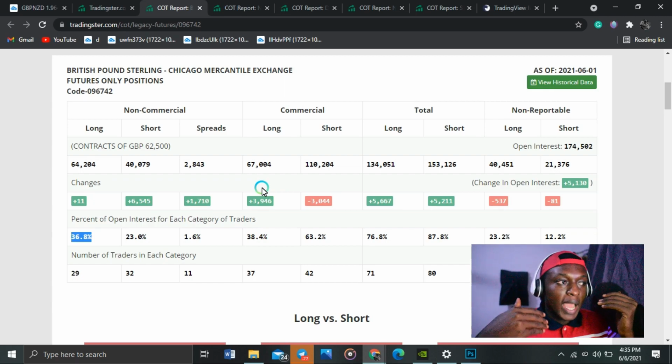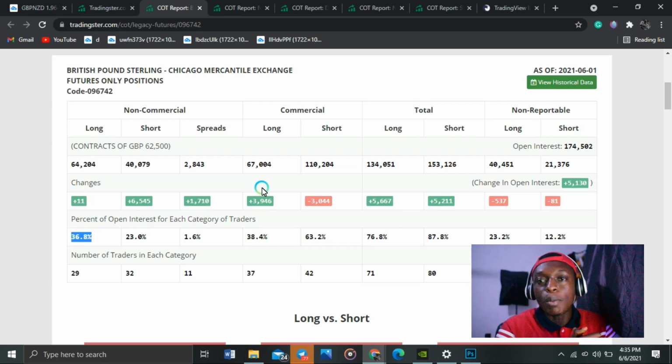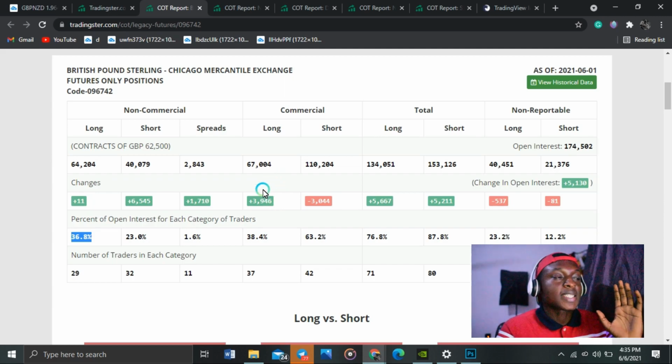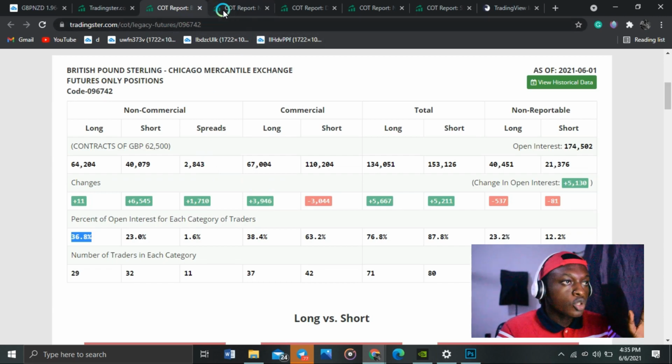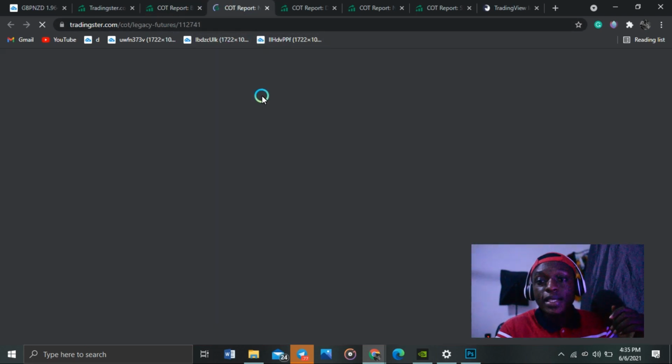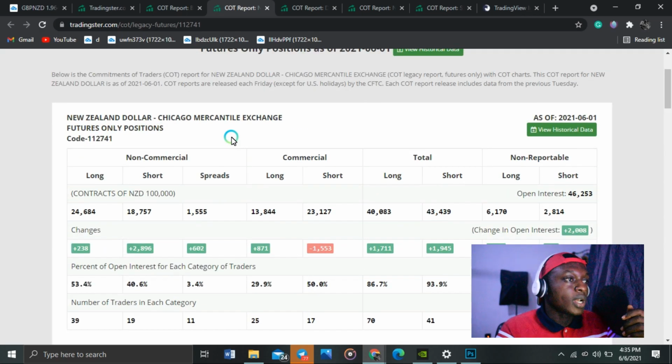They might decide to add more longs to actually make our move that we are anticipating happen on GBP. So it doesn't validate our setup. It doesn't say that our setup is good or bad. So let's take a look at the NZD and see what the big banks are also doing on the NZD.